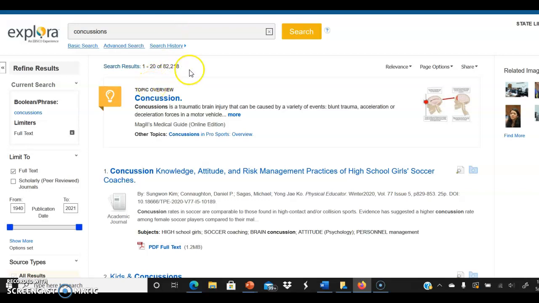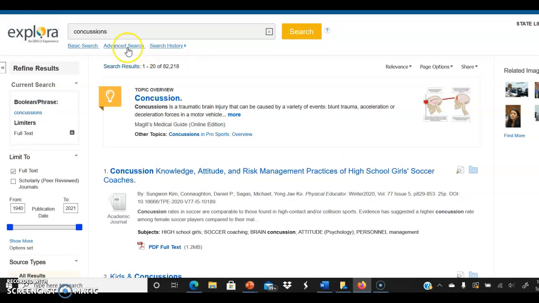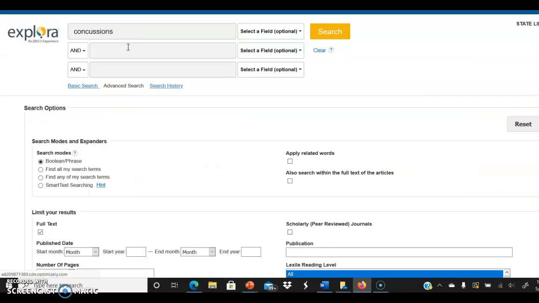And the nice thing is, if you didn't know what that was, the definition is right here. Concussion is a traumatic brain injury that can be caused by a variety of events. So right now, we have 882,000 search results. We want to get it to be a little bit smaller than that to just show us what we really want to know. So let's do advanced search.